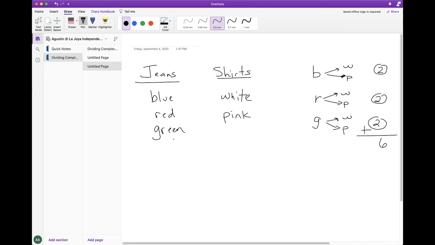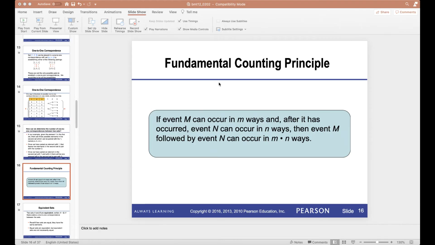Well, what's a faster way to figure this out? Well, I got 3 types of jeans and 2 types of shirts. All I need to do is multiply, and that gives me 6, right? So that's all they're trying to tell us here. And this is called the fundamental counting principle.